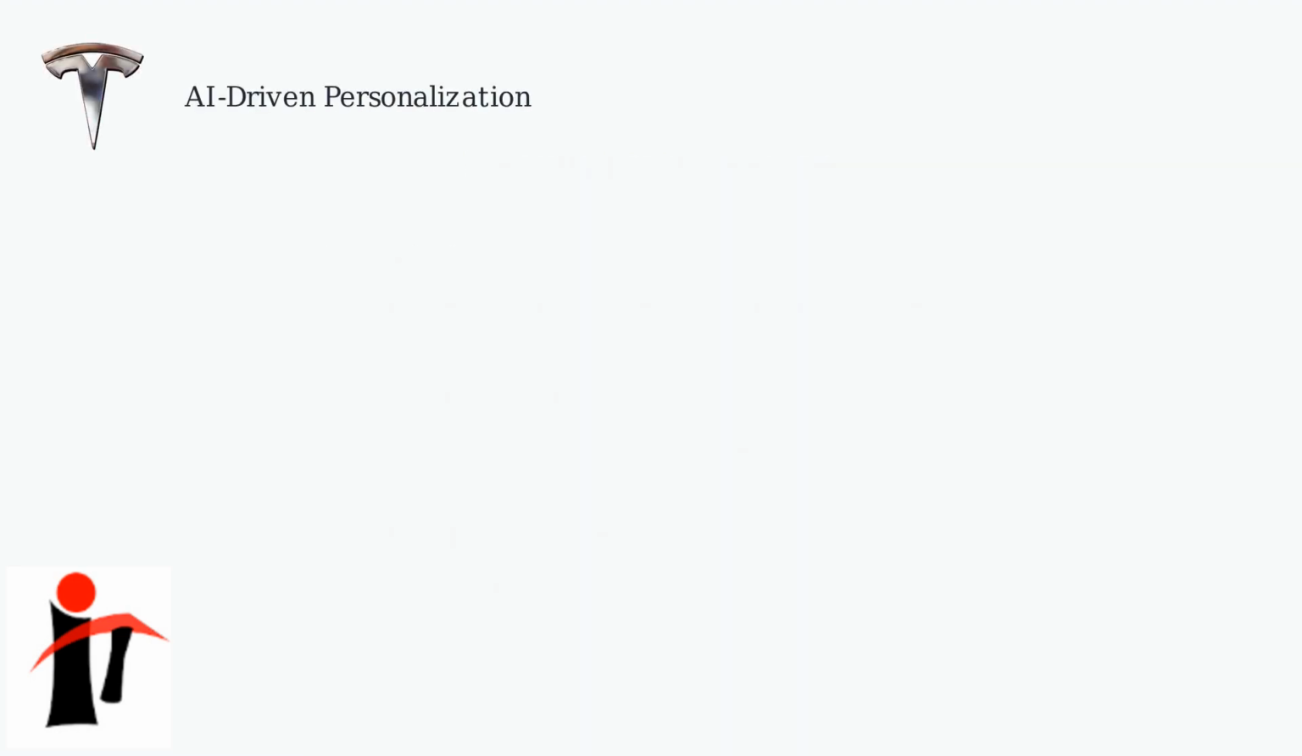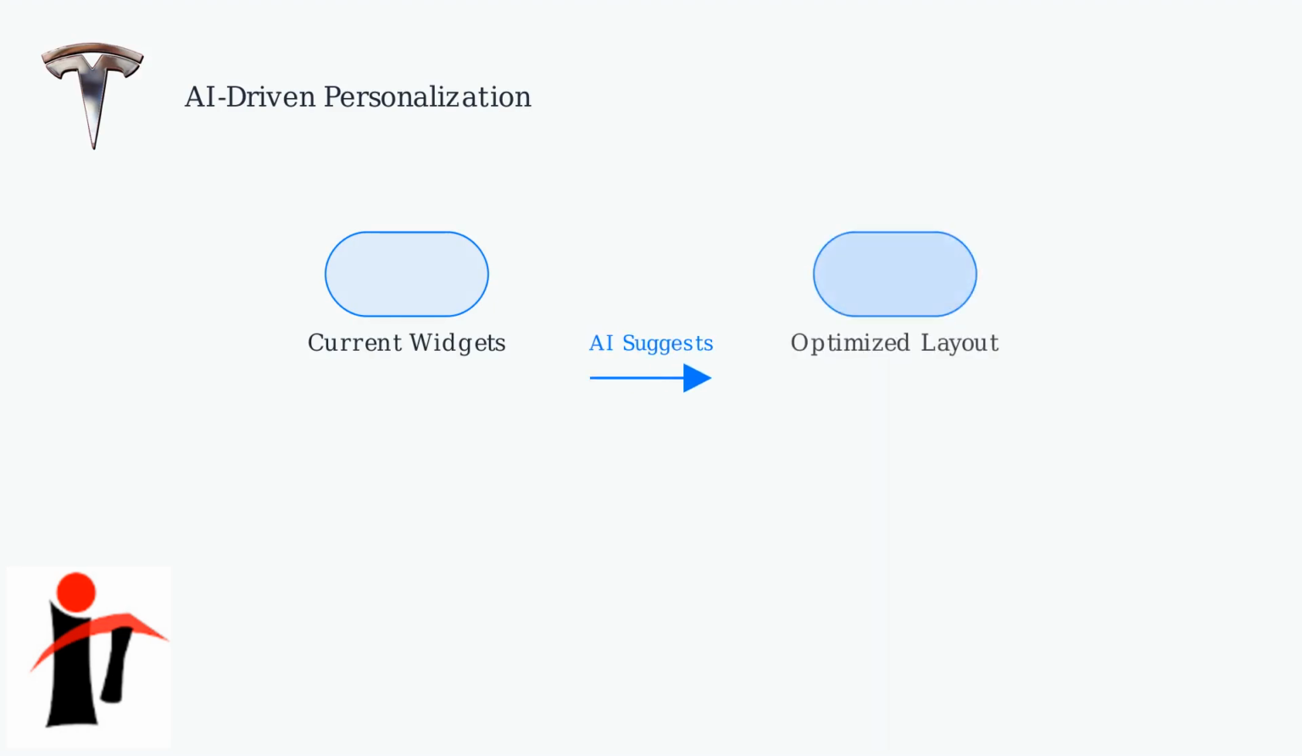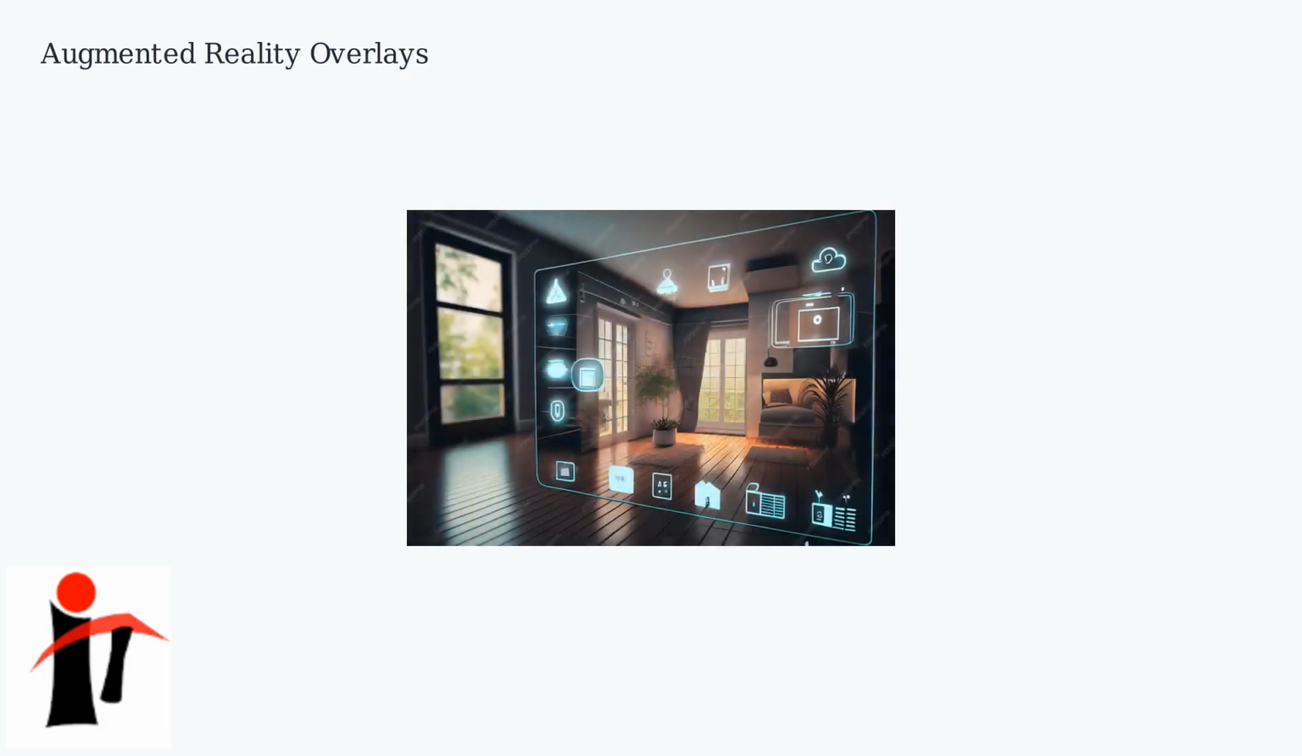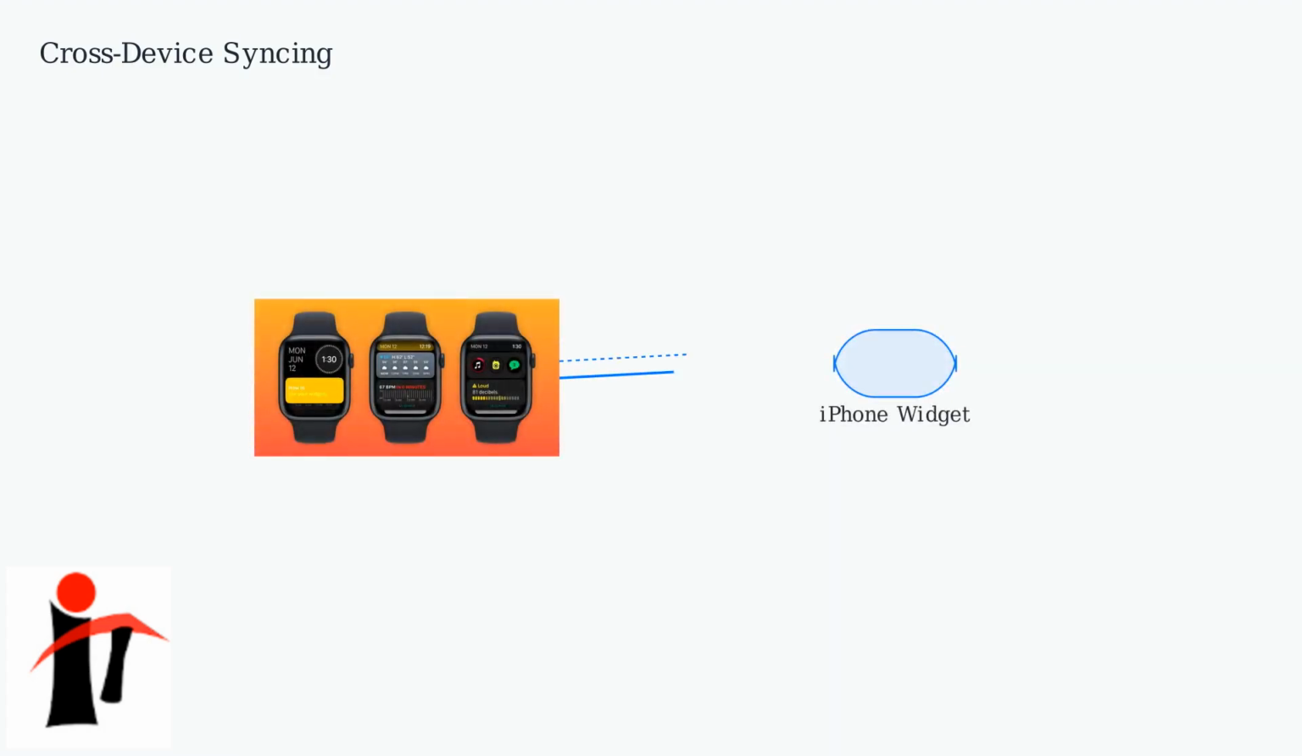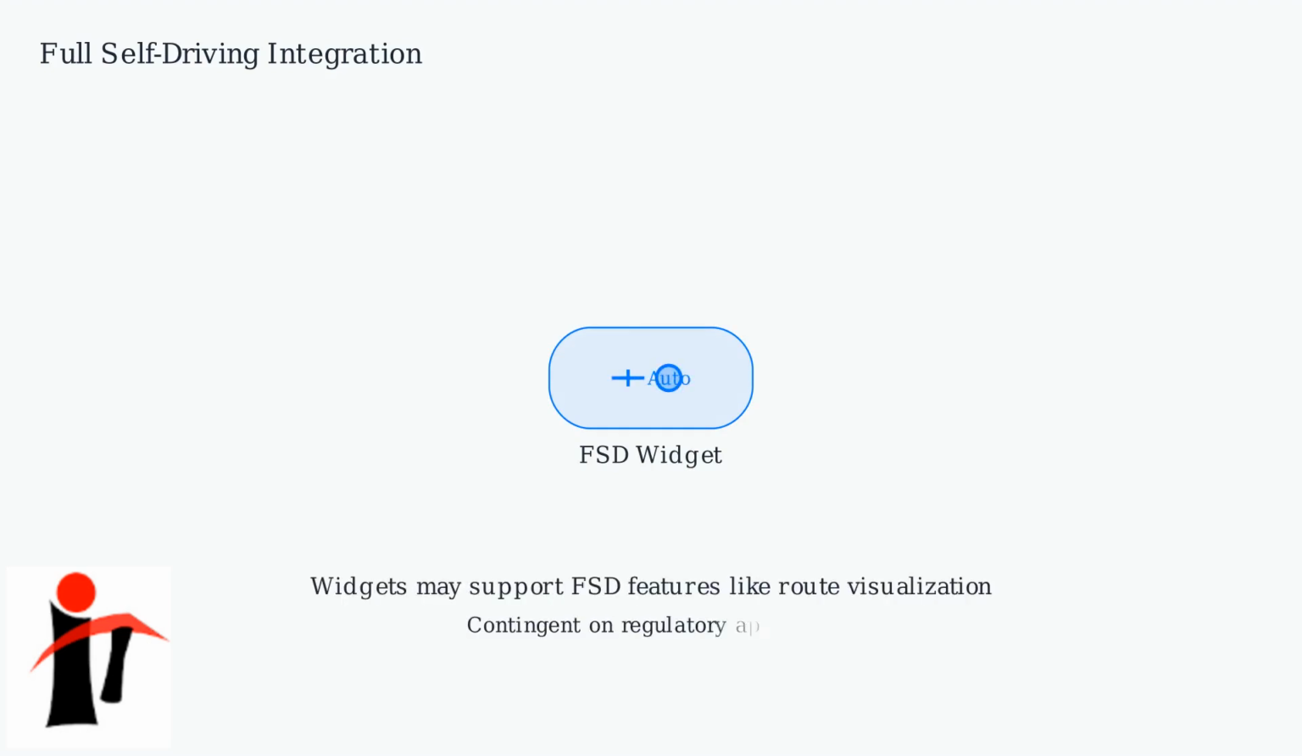The future of Tesla widgets includes potential integration of AI-driven personalization, suggesting widget placements based on your usage patterns. Expect to see enhanced augmented reality overlays for widgets in future iOS updates, allowing virtual car previews and interactive elements. Cross-device syncing will allow Tesla widgets to mirror seamlessly on Apple Watch or Mac, creating a unified experience. Tesla is exploring widgets to support full self-driving features in the future, such as route visualization and autonomous controls, contingent on regulatory approvals.